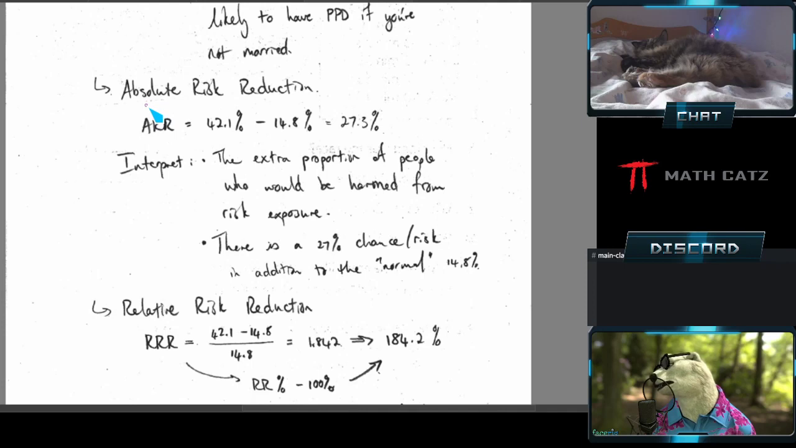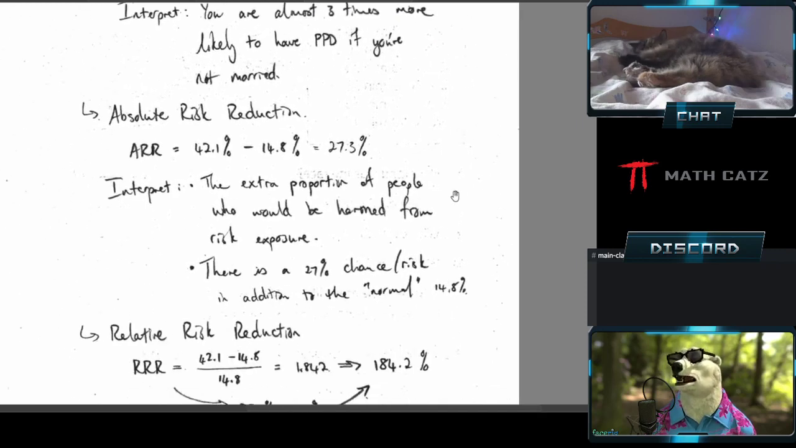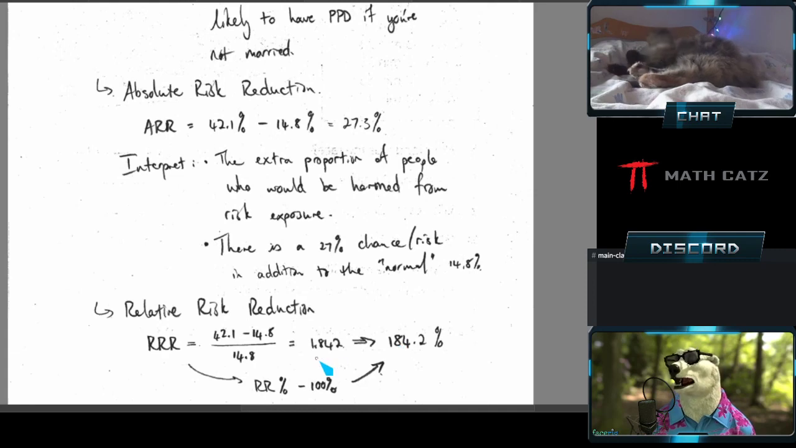So the absolute numbers don't convey the full picture. The relative versions are definitely better. So relative to that quote unquote baseline married probability, the 27.3% over my original base 14.8 is 1.842. Now, if I compare that to the relative risk of 2.842, you'll see it is 1, or 100%, less.